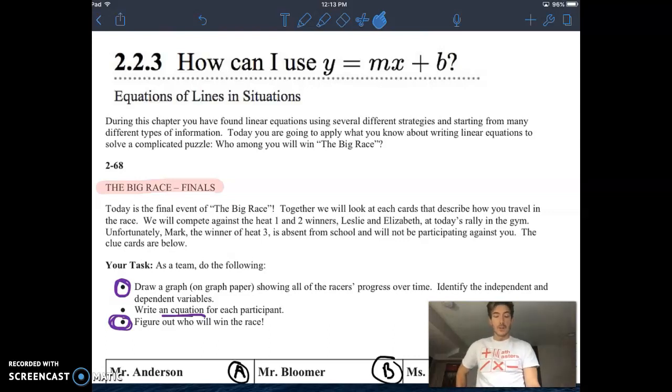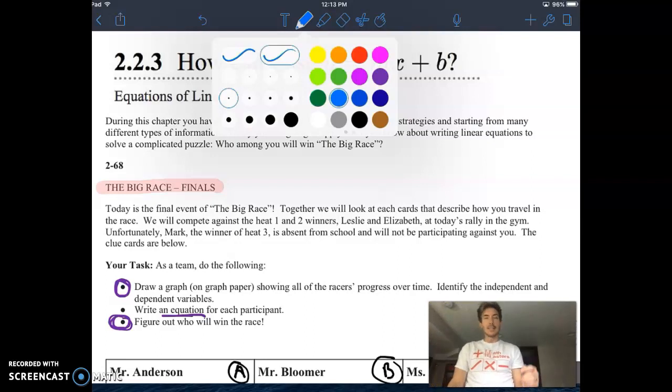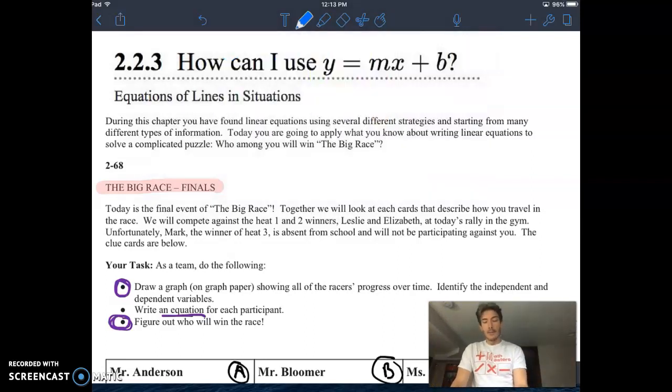Our focus today is going to be the big race one more time. We've got the big race set up again, and we have some information that has been adapted from our book. The problem we're going to use is number 68. If you're checking it out, it will not match exactly what we have. However, it is modified slightly, and we're still going to get the same things out of it.